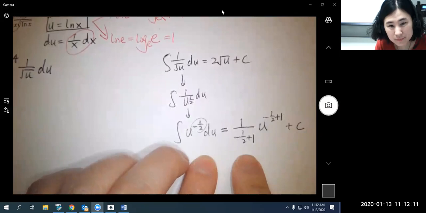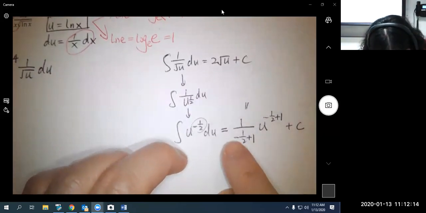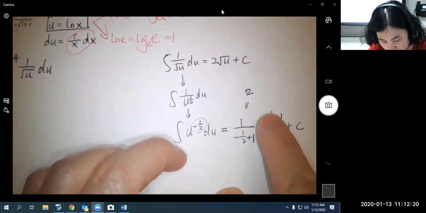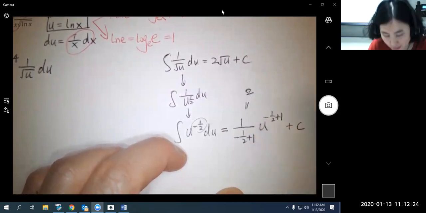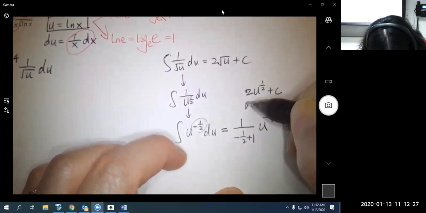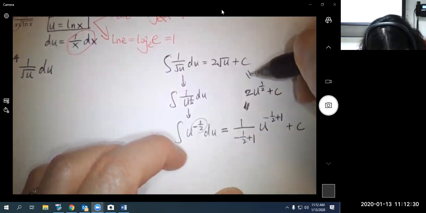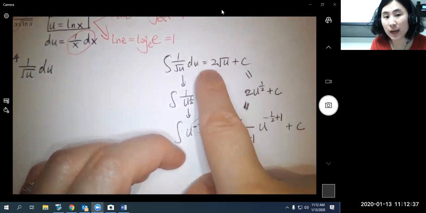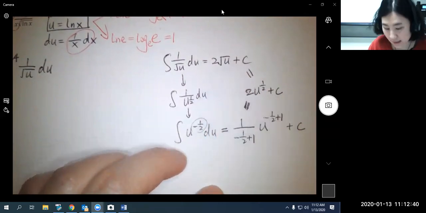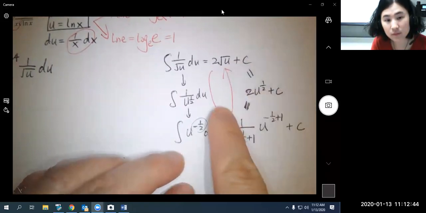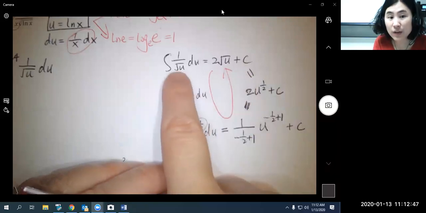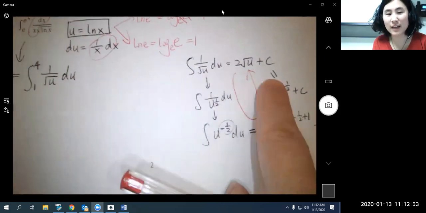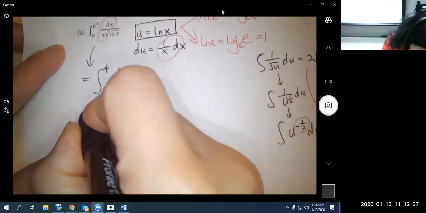What is this? Negative 1/2 plus 1 is 1/2. 1 over 1/2 is what? 2. Then u to the negative 1/2 plus 1, which is u to the 1/2, plus the constant c. And u to the 1/2 is what? Square root of u, right? So we get 2 times square root of u plus constant c. So I want you guys to remember the antiderivative of 1 over square root of u du: 2 times square root of u. Here, same thing, we have 2 times square root of u.